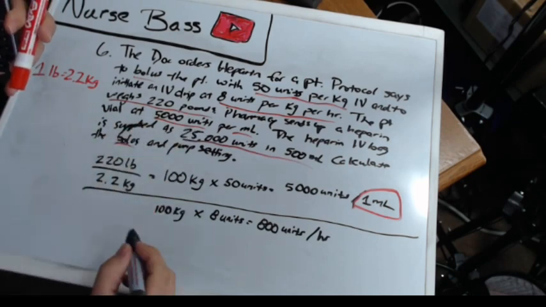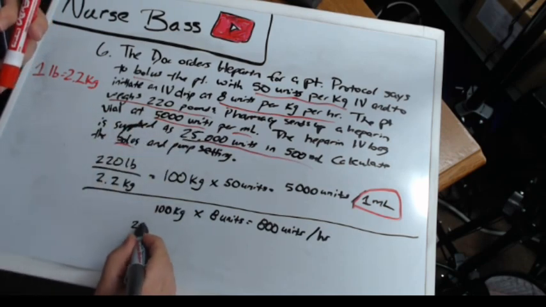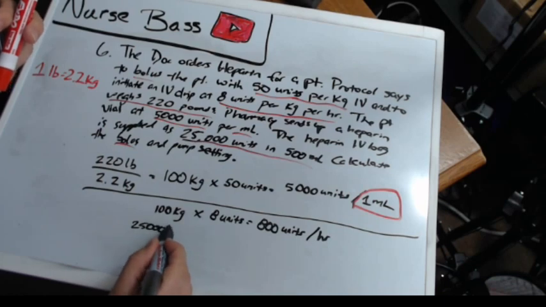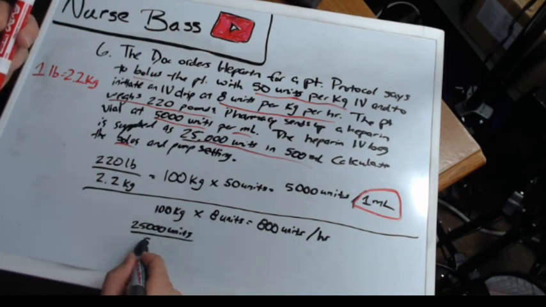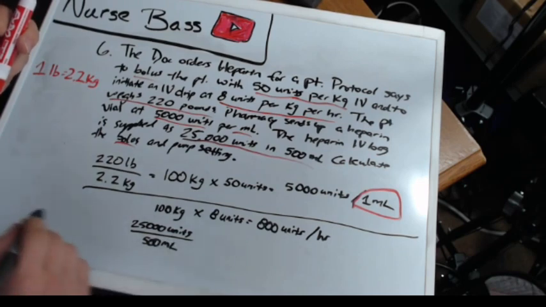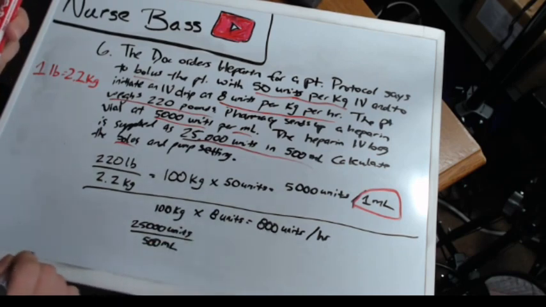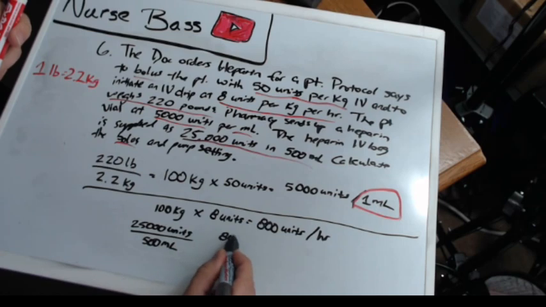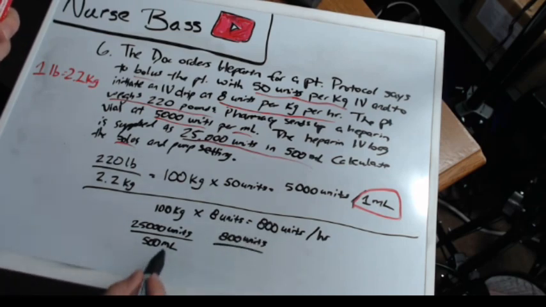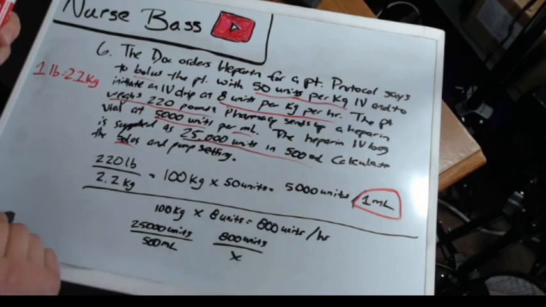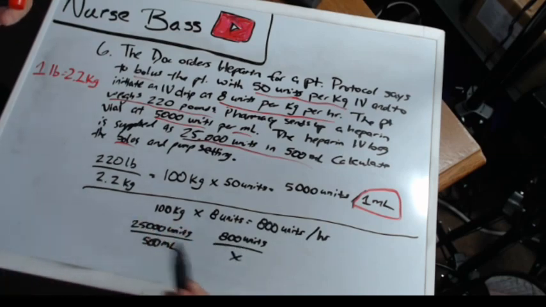Because what we know we have is 25,000 units in 500 milliliters. What we know the patient needs is 800 units. What we don't know is how many milliliters they need. So at this point, again, cross multiplication.